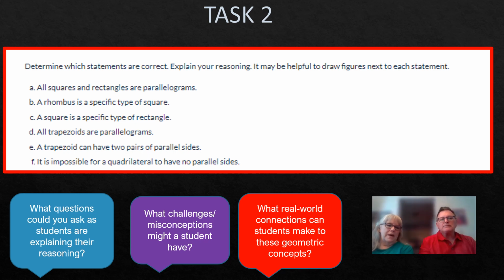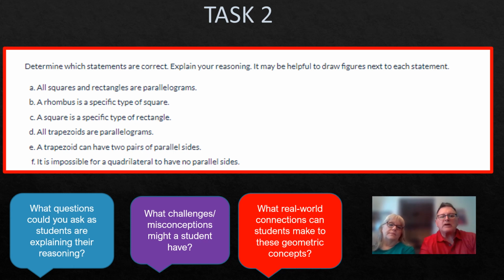Okay, welcome back, Barbara. Yes, welcome back. So the task here was to determine which statements are correct, again explaining your reasoning, but we asked that everyone draw a figure to help support if the statement was correct or not correct, true or false, however you want to say it. So think about either a figure to justify that it is correct or one to justify that there is at least one that doesn't fit. So let's start with statement A.